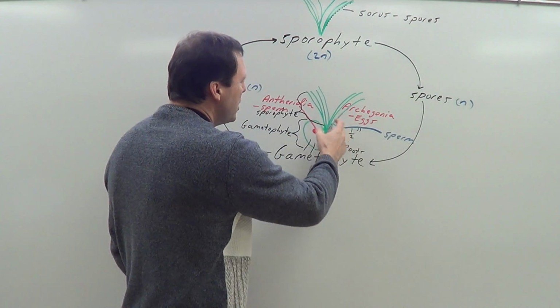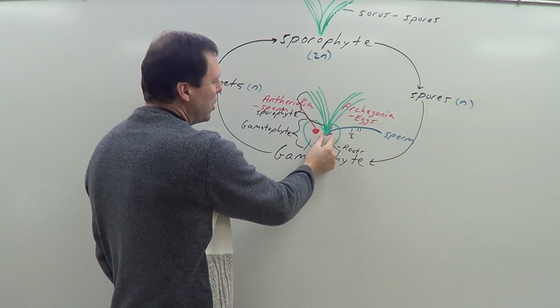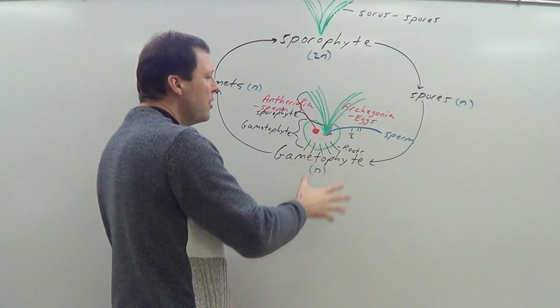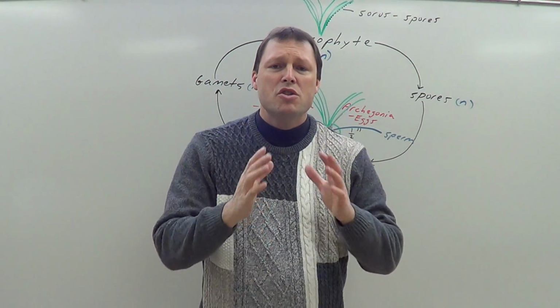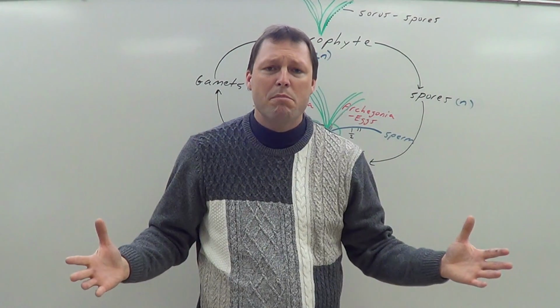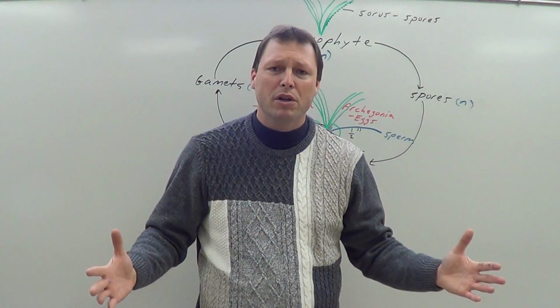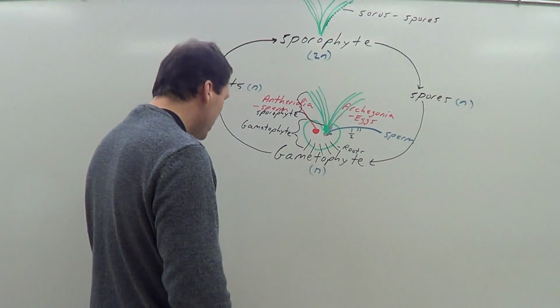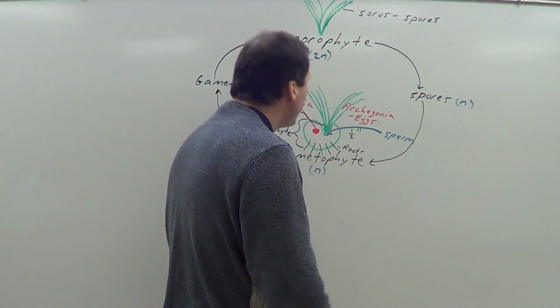Only for a short period of time is the sporophyte going to grow off of the gametophyte, but eventually it's going to get bigger, it's going to kill this gametophyte off, and then that's going to be it. So the two generations live independently of each other. They live separately from each other. They're not physically connected.